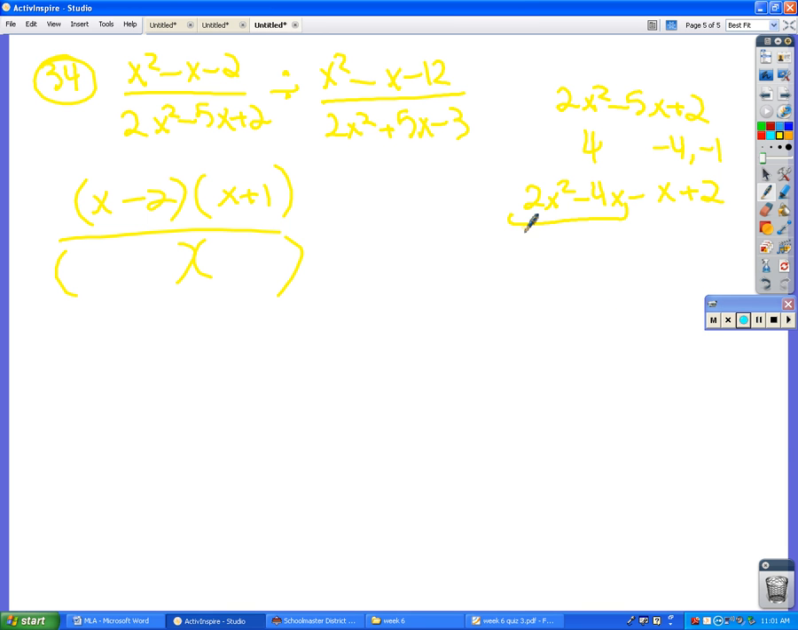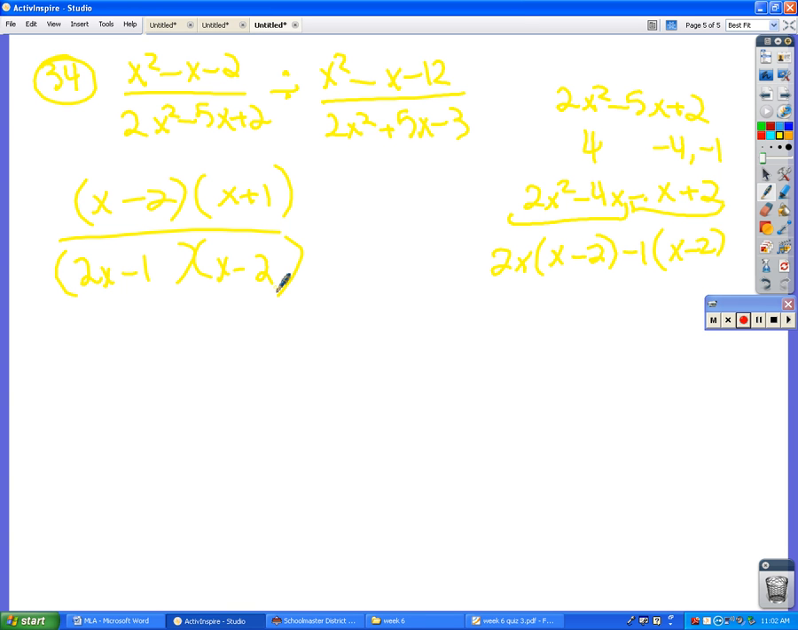Now I'm going to look at these first two terms right here. What can I factor out of both of those? A 2 and an x, and that leaves me x minus 2. And then if I look at these two terms right here, I can factor out just a -1, and that will change this into x minus 2. And what do you notice? The stuff inside the parentheses happens to work out to be the same. So what we just figured out is that 2x squared minus 5x plus 2 factors into 2x minus 1 and x minus 2.